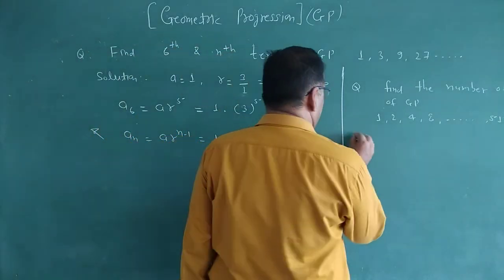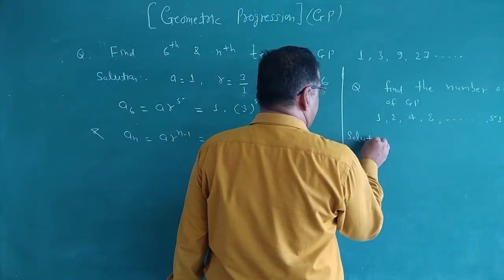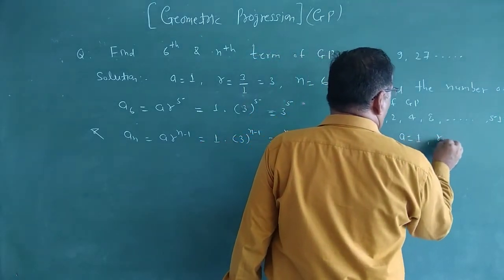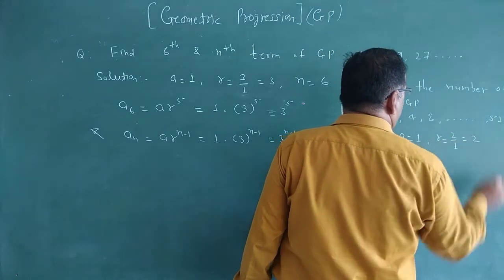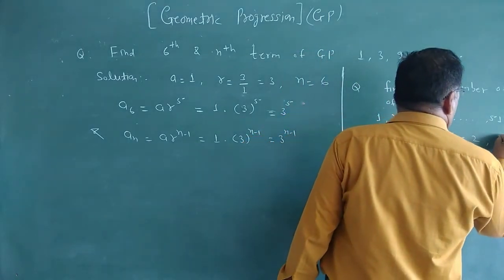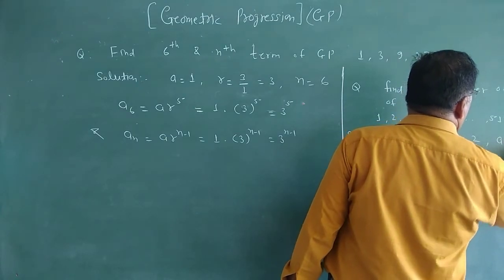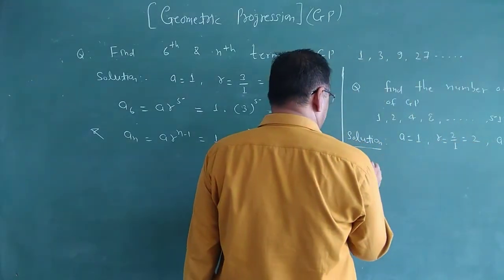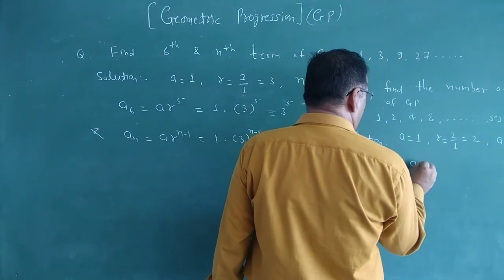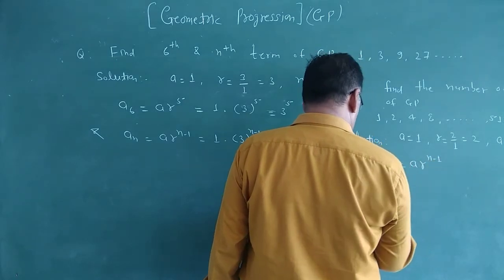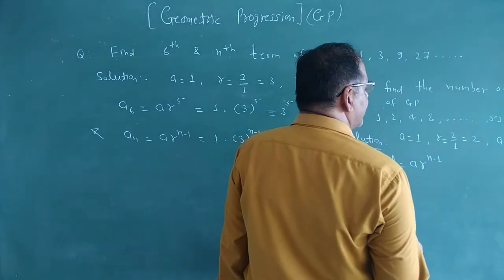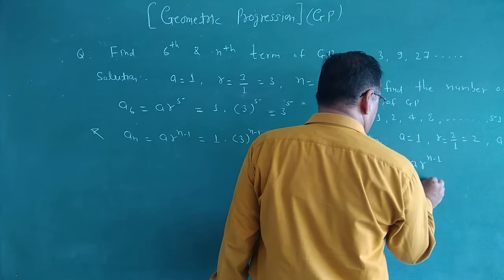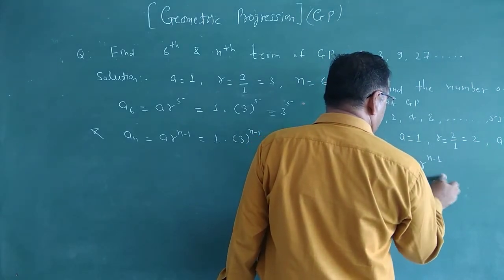So here, how can we start? A equal to 1, R equal to 2 upon 1, that means 2, and AN is given 512. AN, or you can also take as L. Apply the formula: L equal to A R to the power n minus 1. What is L? 512. A means 1, R means 2, to the power n minus 1.